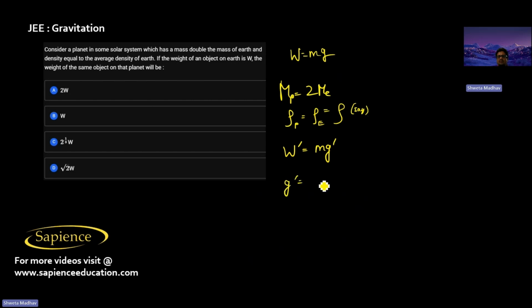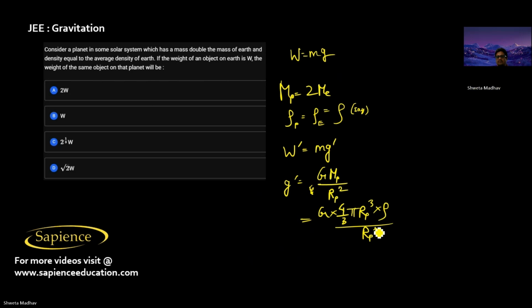So now g dash will be equal to G times mass of planet by r square. So now G into mass of planet, which is 4 by 3 pi Rp cube into density, divided by Rp square. This will be equal to G into rho into 4 by 3 pi into Rp. So now the density is same. So therefore the g dash is proportional to the radius only. So therefore now mass is twice.